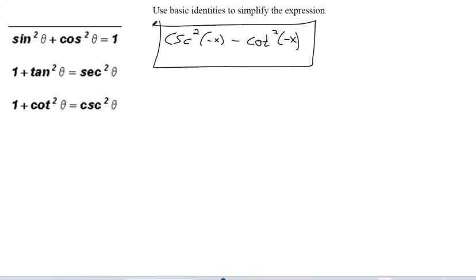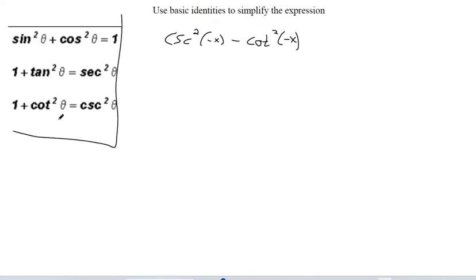I was asked to simplify this expression, and I put the Pythagorean identities off to the side. Cosecant and cotangent go together in those Pythagorean identities. It almost looks like this, just a little bit different. I can rearrange this identity. I can subtract cotangent squared from both sides of the equal sign.